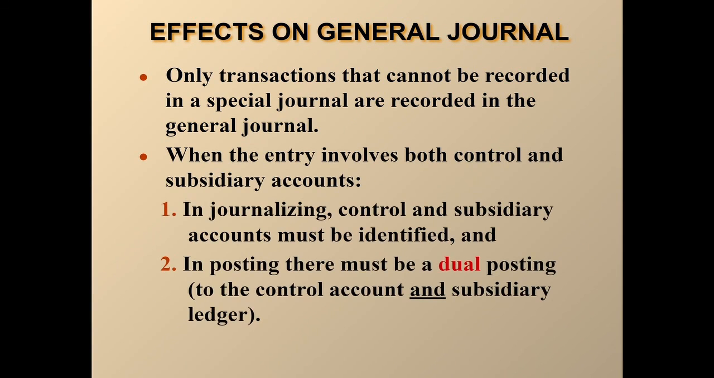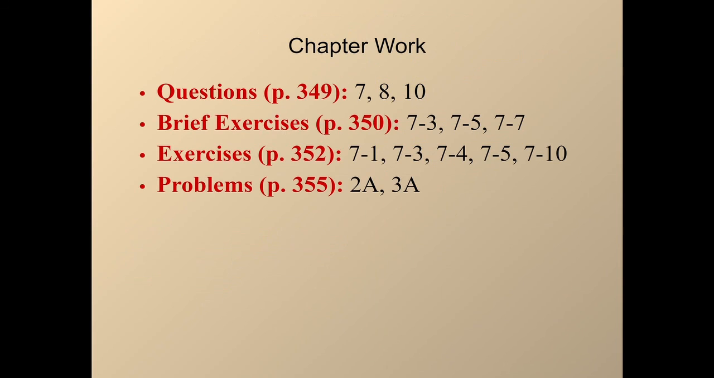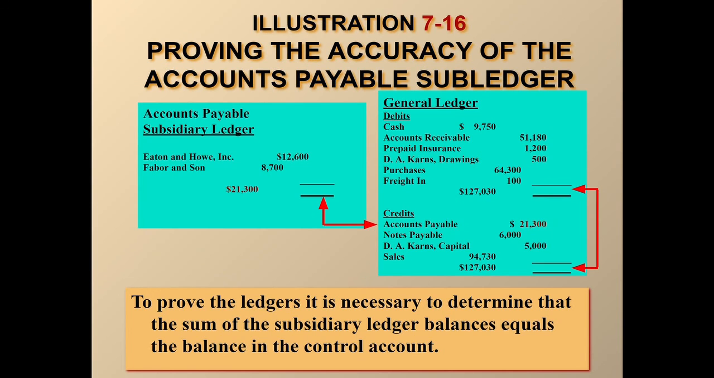I don't think there's anything more to go on here. This is showing what is being eliminated, so a typical journal entry, for instance, paying your accounts payable for merchandise inventory, showing where you would put those instead of putting them into the general journal, and how those would look in a regular transaction. Hopefully that's pretty straightforward.